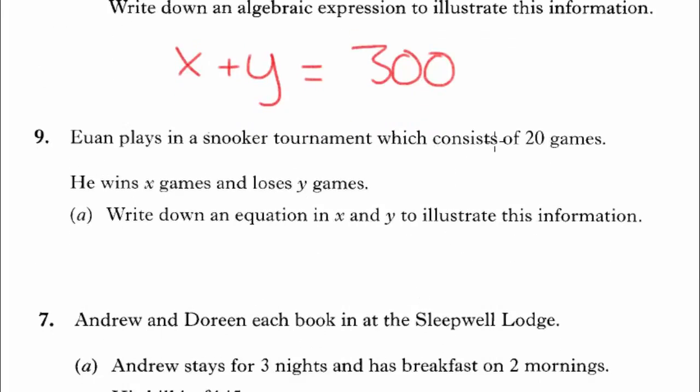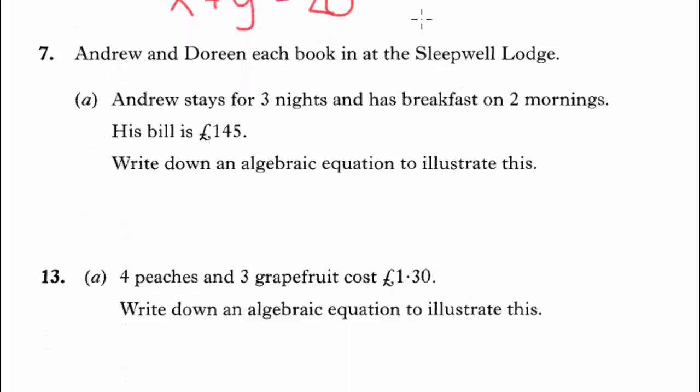Then go down to this one, and you'll probably be getting the hang of this. So a tournament, 20 games, so the number of wins and number of losses, x, you win x games and lose y games. Okay, so there's 20 games altogether, so again that's x plus y equals 20. So they'll quite often tell you what you're looking for in terms of x's and y's.